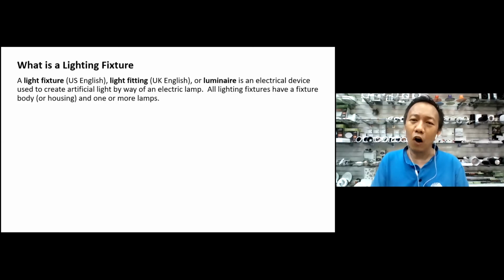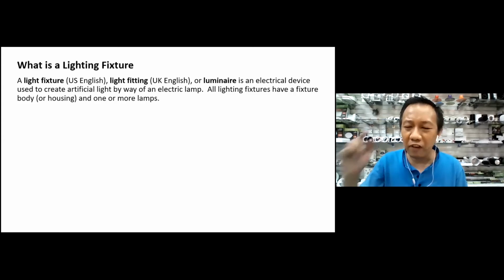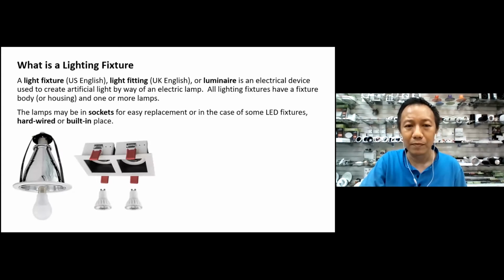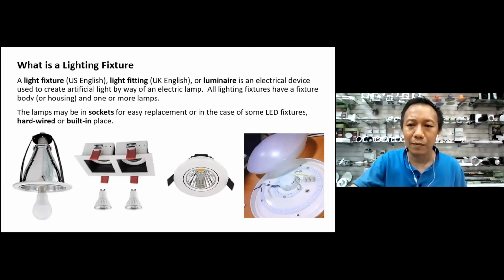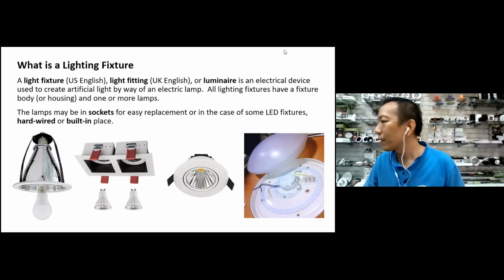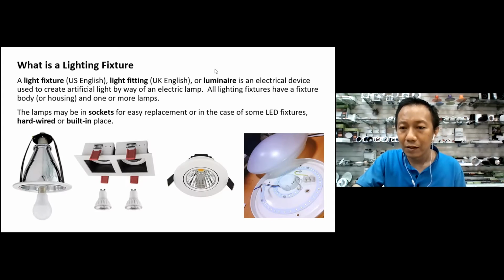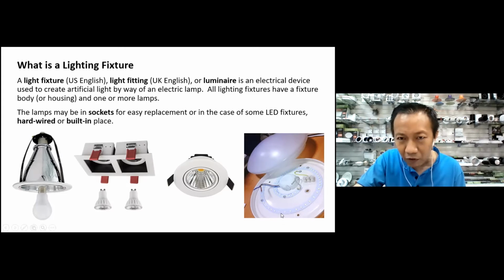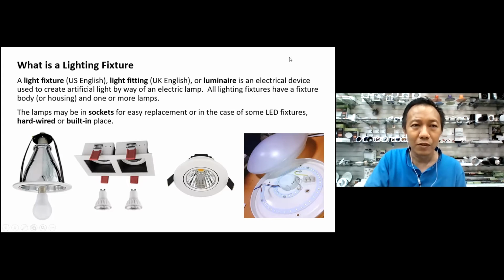Bloody hell. All lighting fixtures have a fixture body or housing and one or more lamps. So the lamps may be in sockets, naka E27 ba siya, naka GU10 for easy replacement. In case of some LED fixtures, hardwired or built-in nga. So it's either COB or, ito nakita niyo dito pag binuksan, may surface mounted diode, parang strip lights, surface mounted. So yun ang lighting fixture.